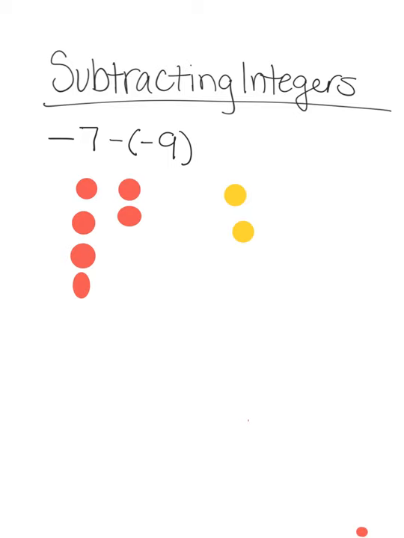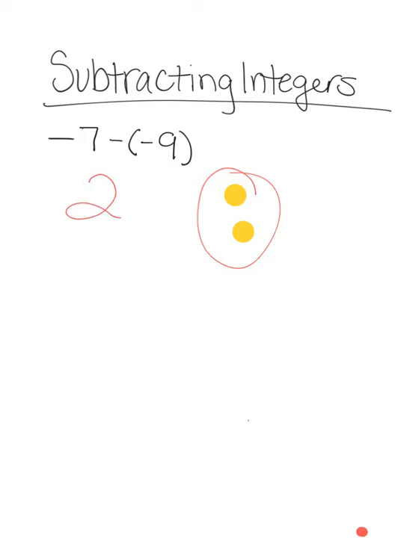I'm taking them away. Taking away 9 negatives here. And what I'm left with are these 2 positives right here. So the difference, I'm subtracting -7 minus -9. The difference here is +2.